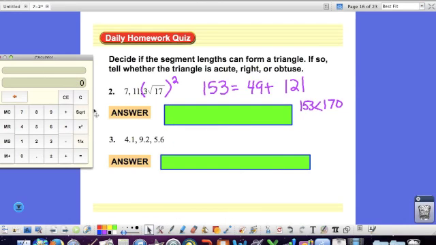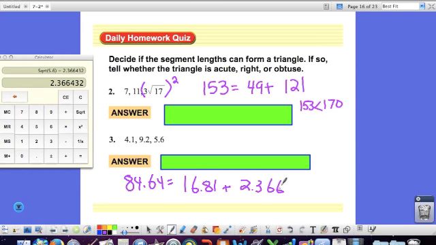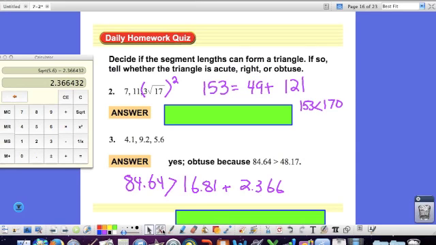For the next problem, 9.2, 4.1 plus 5.6 is greater than 9.2, so this can be a triangle. 9.2 squared is 84.64. 4.1 squared is 16.81. 5.6 squared, whatever that is, when I add those together, I know that 84.64 is going to be greater. So I know that the answer has to be obtuse.